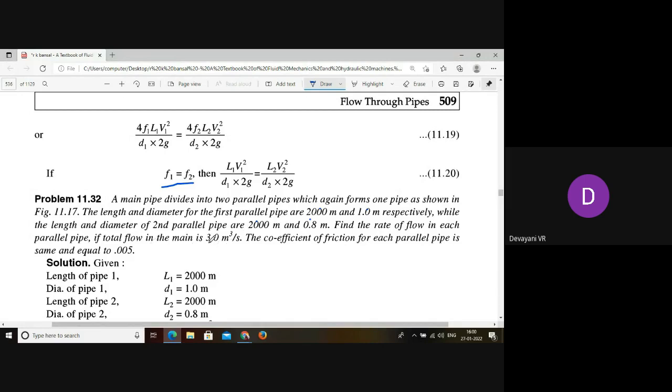The flow in the main pipe is 3 meter cube per second. Then the coefficient of friction for each parallel pipe is the same and equal to 0.005.